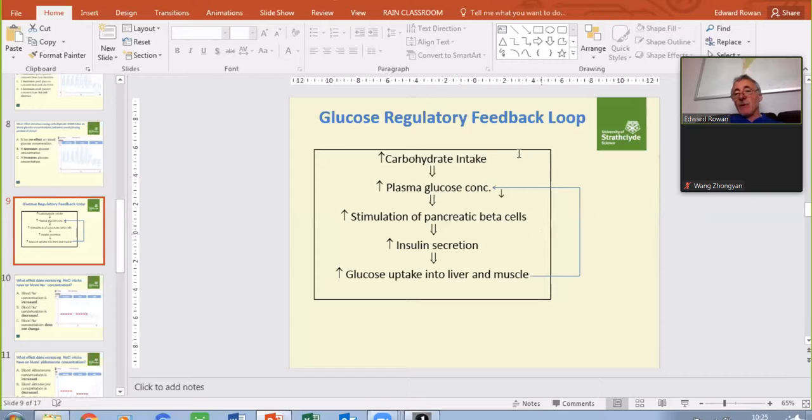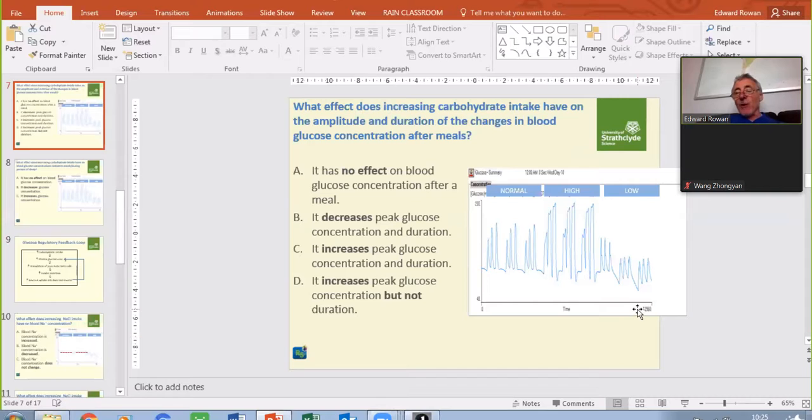And as the glucose uptake into the liver and muscle goes up, there's a decrease in the plasma glucose concentration, and that results in a decrease in the stimulation of the pancreatic beta cells, and subsequently a decrease in insulin secretion. So basically, it goes back to normal again. And so that's that. That is the usual normal regulatory feedback.